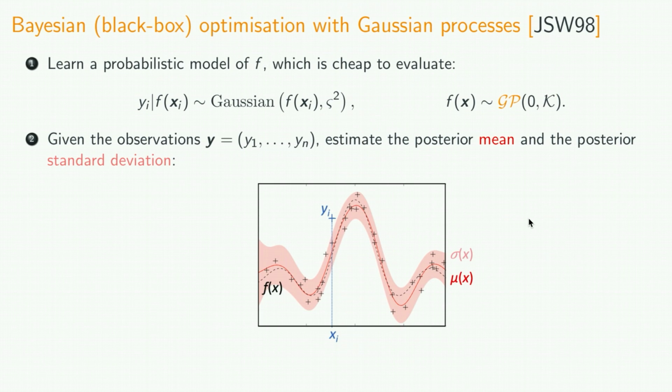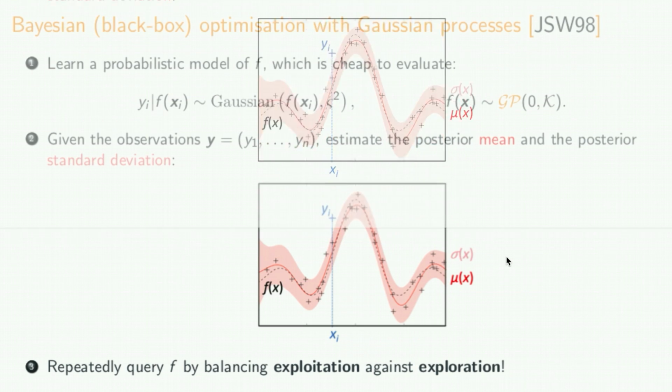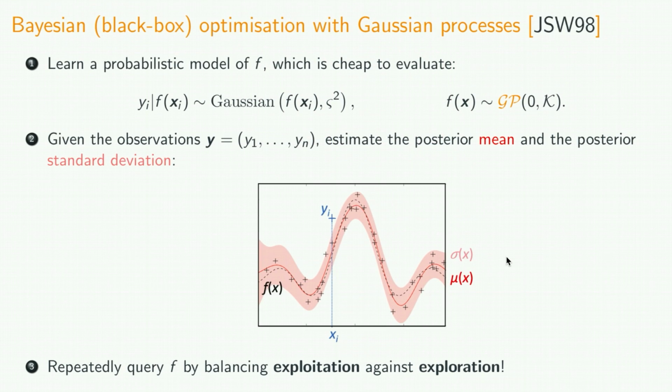After some time, after collecting a bunch of evaluations, we can estimate the posterior mean and the posterior standard deviation. So we have the posterior mean here, mu of x, which you can think of as being the surrogate model, and we have some measure of uncertainty, sigma of x, around this posterior mean. And so we're going to evaluate at different locations where we trade off this mean function and uncertainty around it. So we repeatedly query f and balance an exploration-exploitation trade-off.